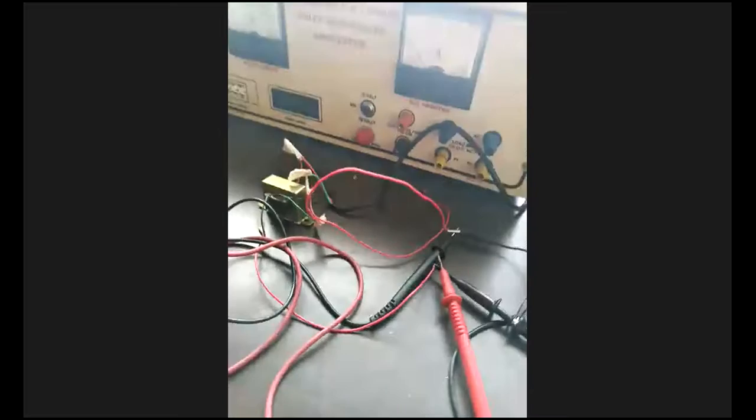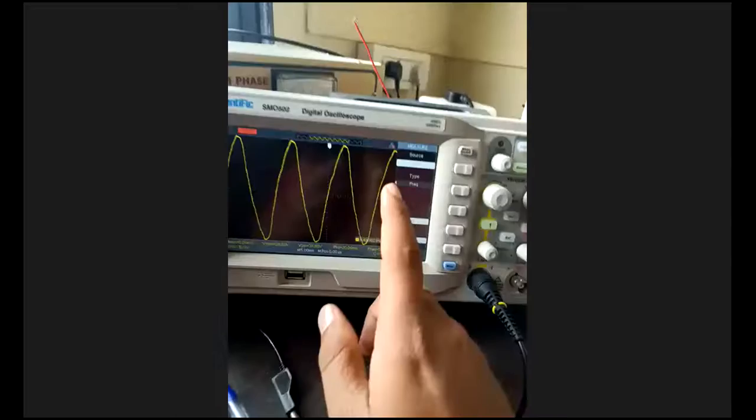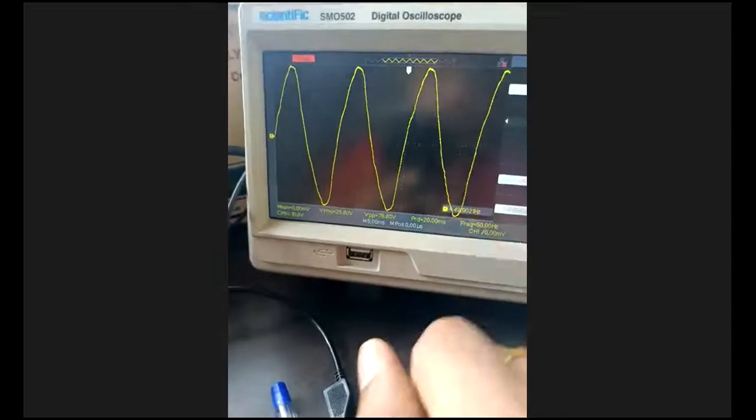That is, if we have connected using a breadboard, we have connected the resistance, then we can measure the current also from this one. We can measure the current also.